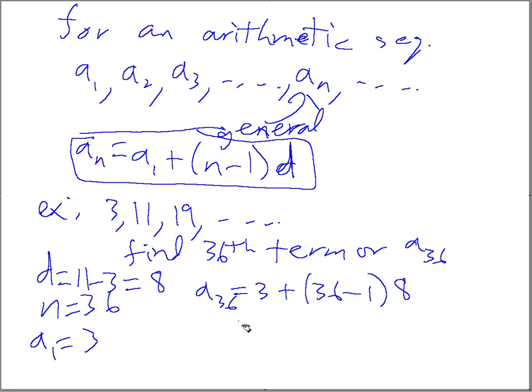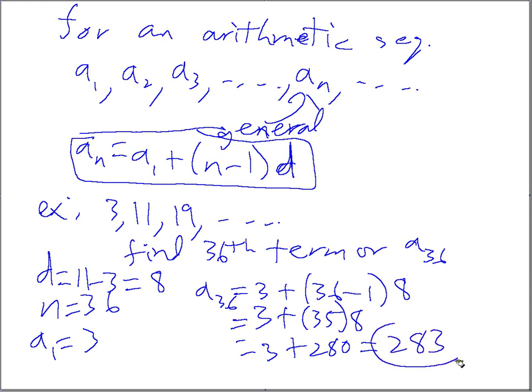All right, so that's going to give me what? 3 plus 35, right? 36 minus 1, right? Times 8. All right, that's going to be 3 plus what? 35 times 8 is what? I'll punch the calculator, 280. So the 36th number of this arithmetic sequence will be what? 283. Right, this is the 36th term in this sequence.